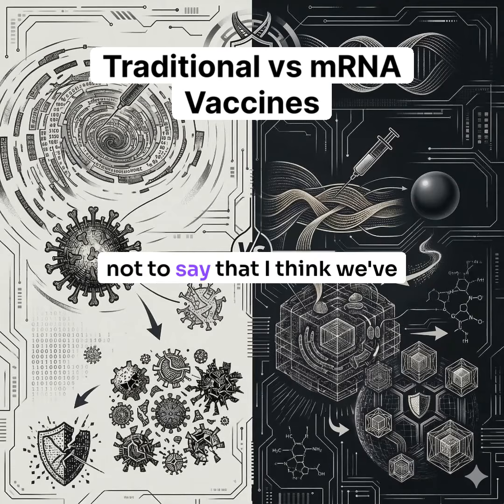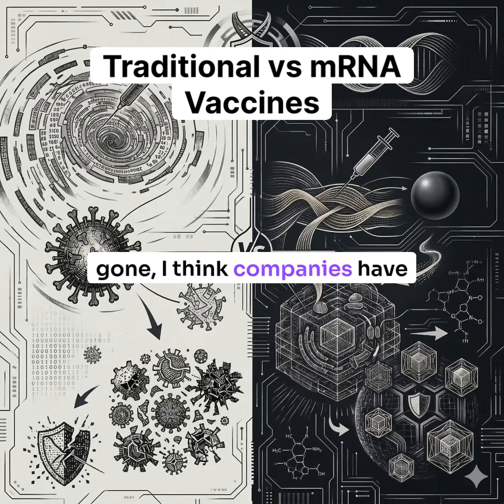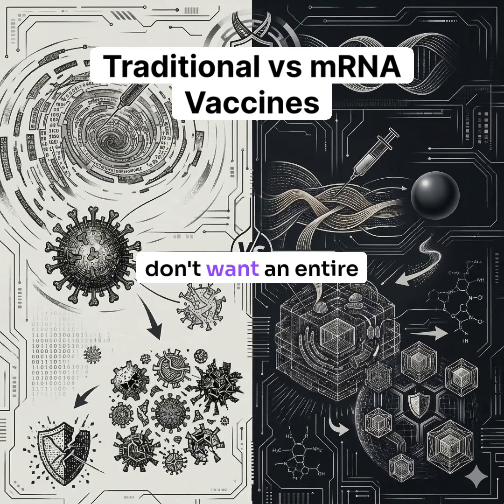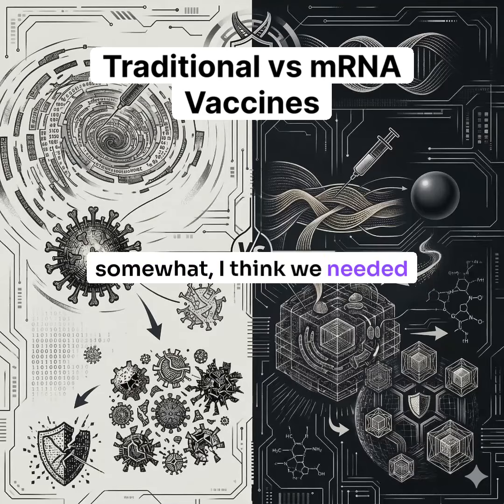I mean, not to say that companies haven't been very good at generating effective traditional vaccines and inactivating them. But I'm saying, if one just thought about it, you don't want an entire genomic sequence of a virus. You just want a little bit, because you don't need the rest, right? So that concern is really somewhat addressed. That was the advantage of an mRNA vaccine.